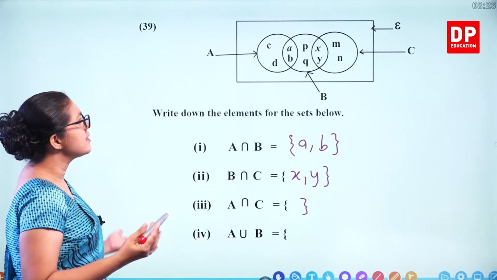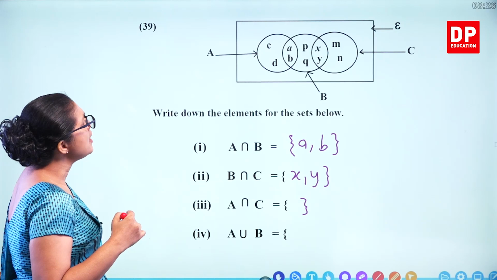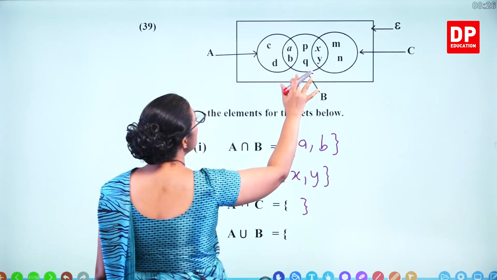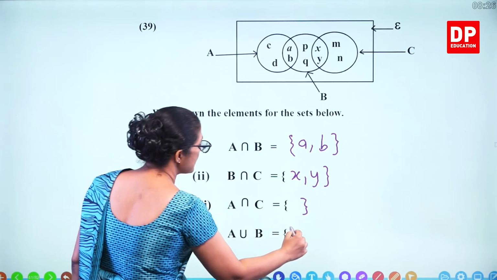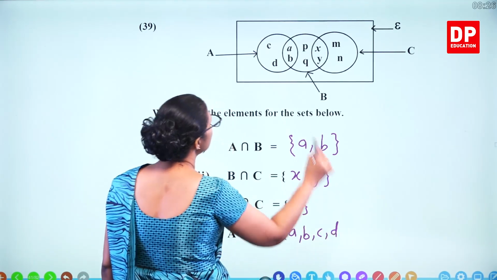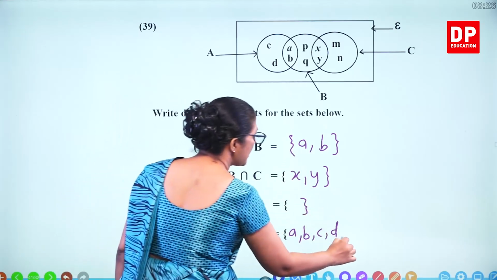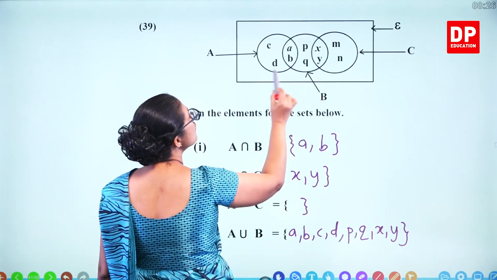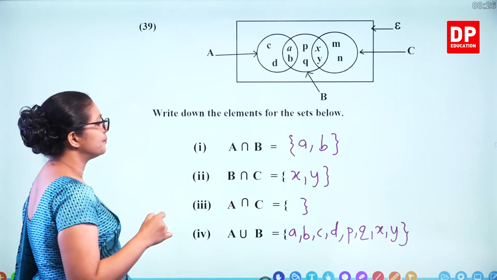So disjoint sets. A union B, that means everything in A as well as B. So you can write all the elements. A, B, C, D. And then P, Q, X, Y. So everything in these two circles.